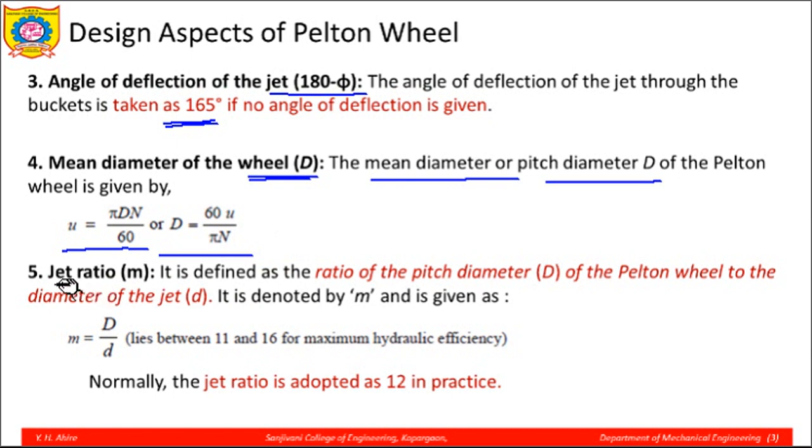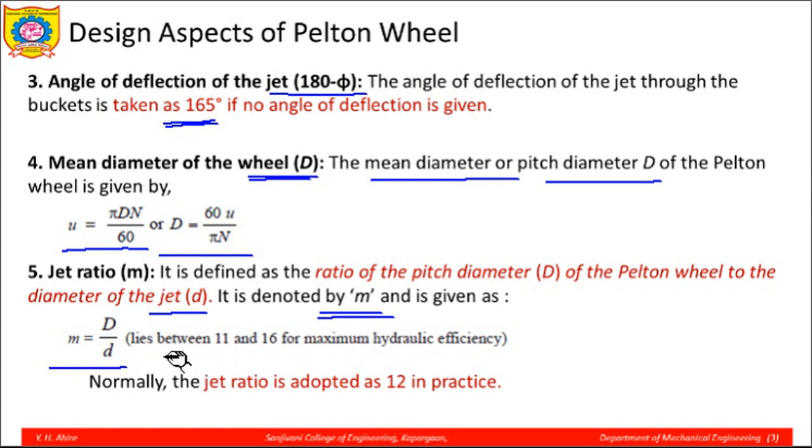Next is the concept of jet ratio, denoted by M. It is defined as the ratio of the pitch diameter, capital D, of a Pelton wheel to the diameter of the jet, small d, produced by the nozzle. Jet ratio M is equal to capital D upon small d.